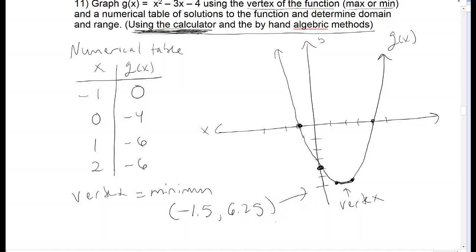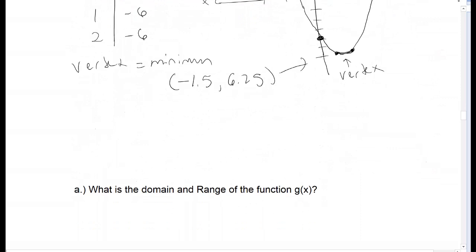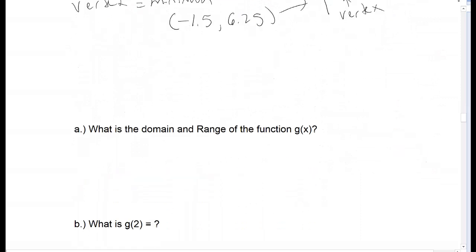Now, my domain I don't need it, my range I do. So what is the domain? Well, the domain for all quadratics is all real numbers. So the domain is all reals, which means negative infinity to positive infinity.